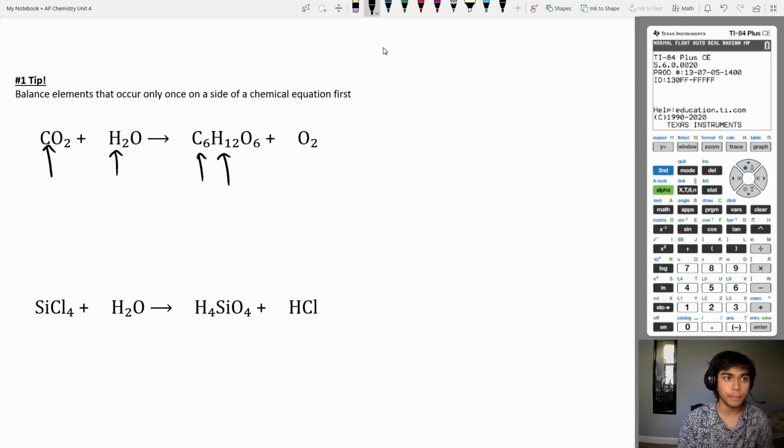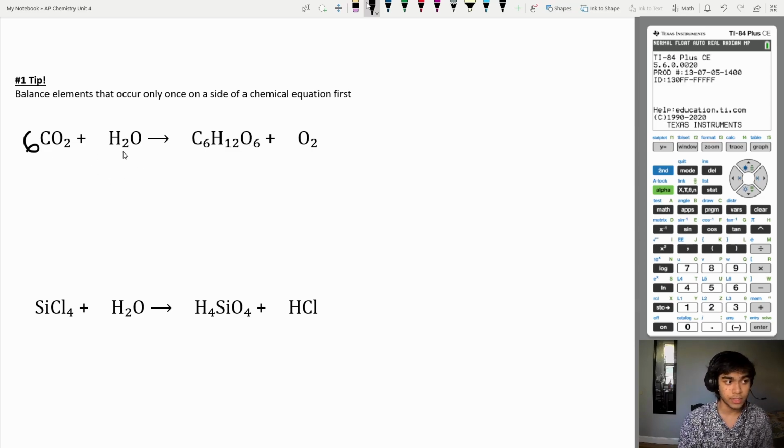Now, oxygen would not be a part of this. Oxygen occurs twice on the left-hand side and twice on the right-hand side. So that means we should do oxygen last. Now, we have two options. We could start with the carbon or we could start with the hydrogen. But the general rule is that if you have hydrogen or oxygen, you should probably leave them for last. So let's start with the carbons. We have 6 carbons on the right-hand side. We have only 1 on the left-hand side. So let's add a 6 on the carbon dioxide to balance the carbon.